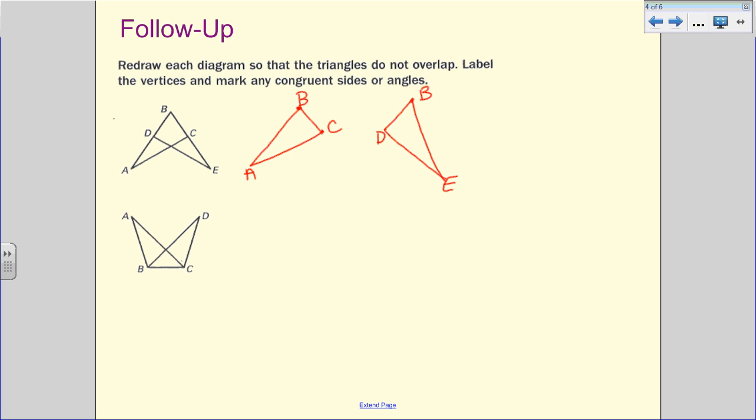So we want to mark any congruencies that we have there. Well, we don't have any shared sides this time. What we actually have is this shared angle. So we can mark B as being congruent. We're not looking to prove any congruencies here. They just want to give you guys some practice marking up those diagrams and redrawing them.